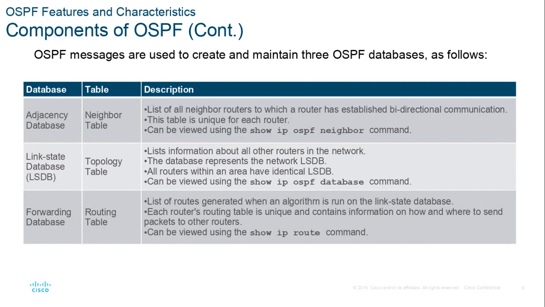You type show IP route, and you can see the routing table for that particular router. And if your network is listed in the routing table, your router knows how to get there. If your network is not listed in the routing table, you don't know how to get there. He's going to drop it.